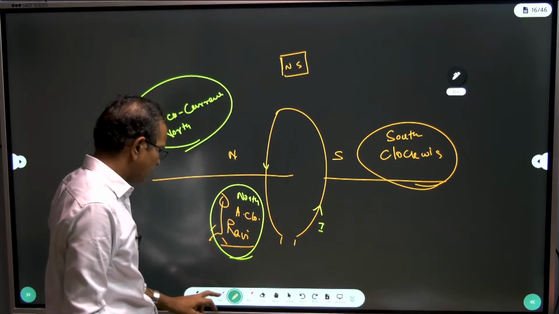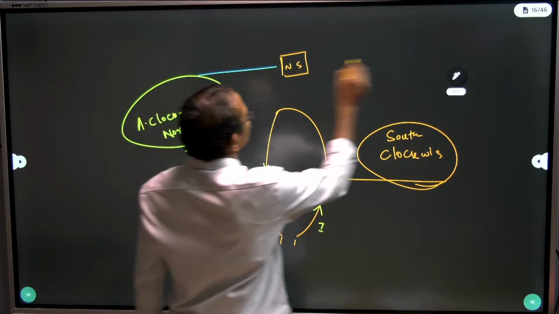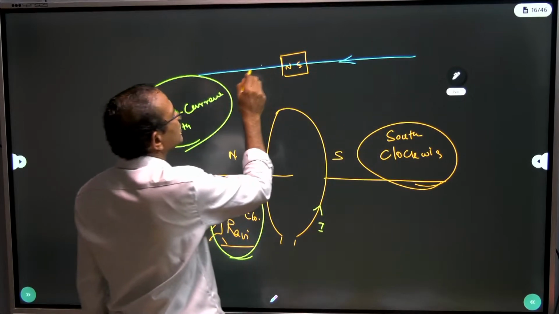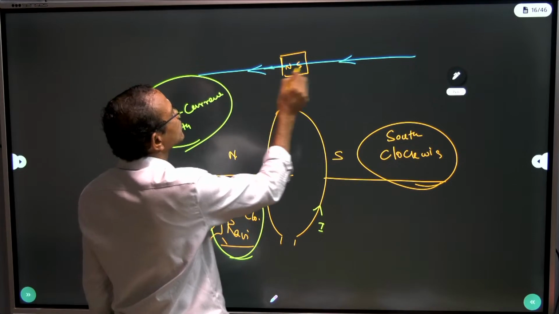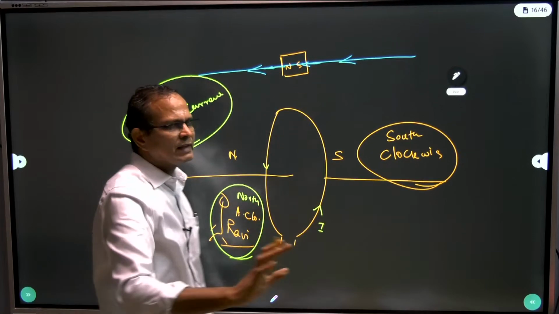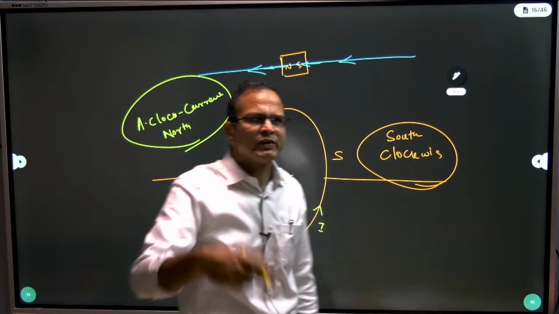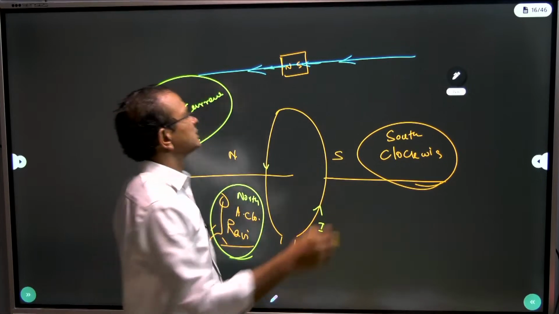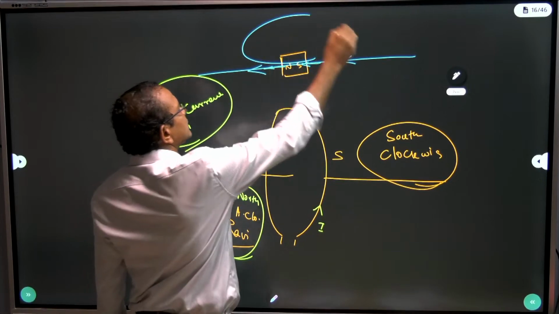How will the magnetic field be? Magnetic field is merging into the south and emerging from the north. It comes out from the north and goes into the south. This is a fundamental idea: magnetic field is always coming out from north. So it's going like this.